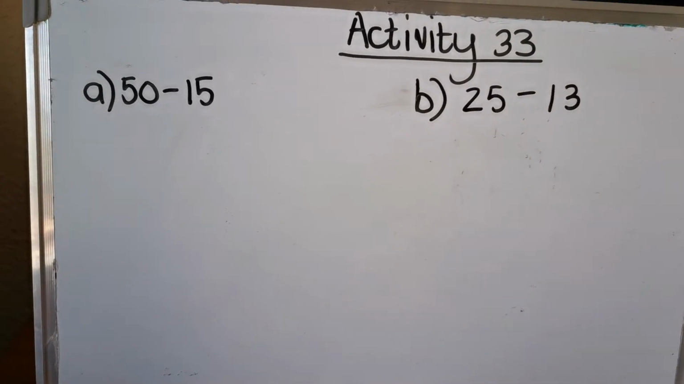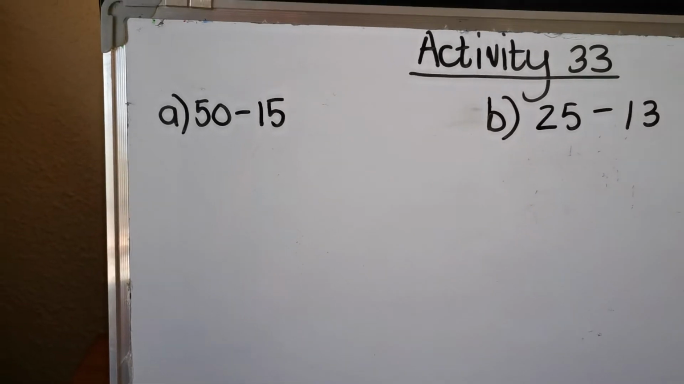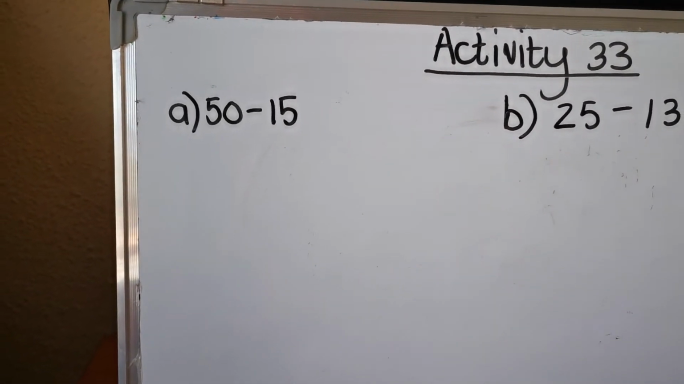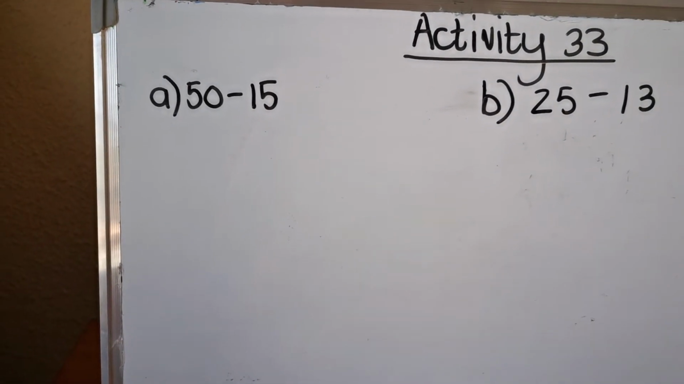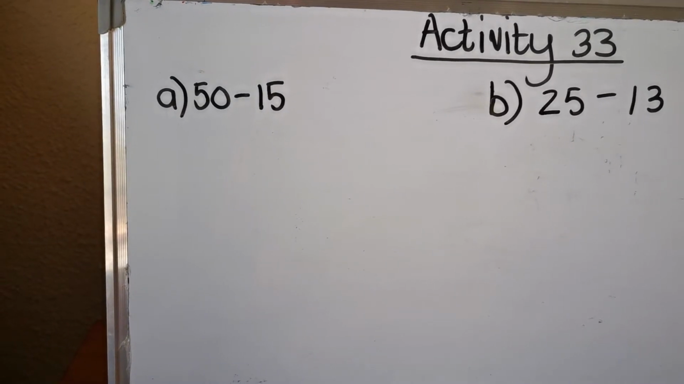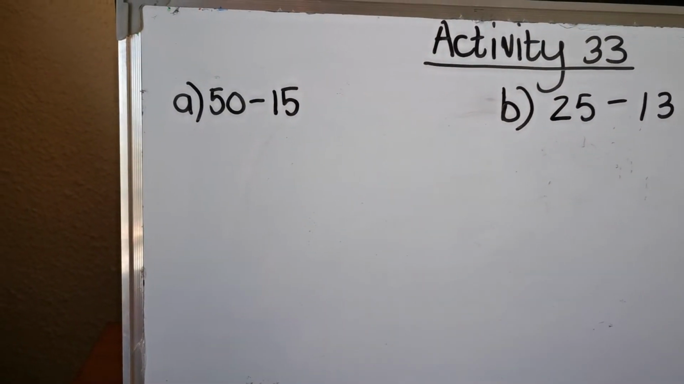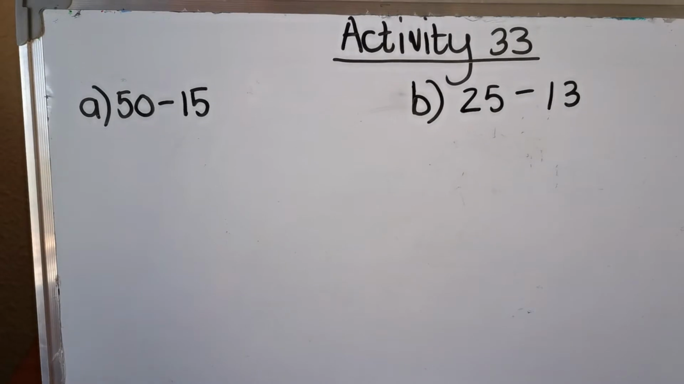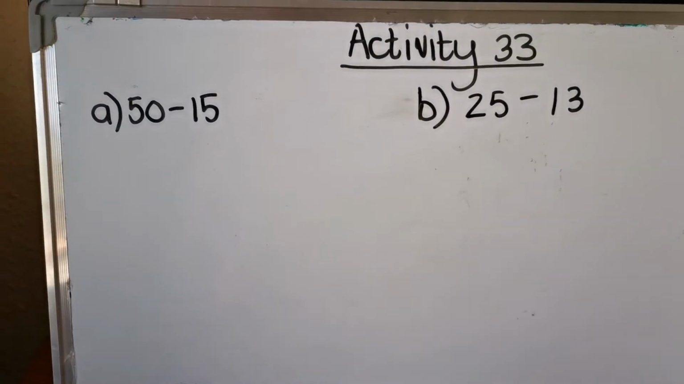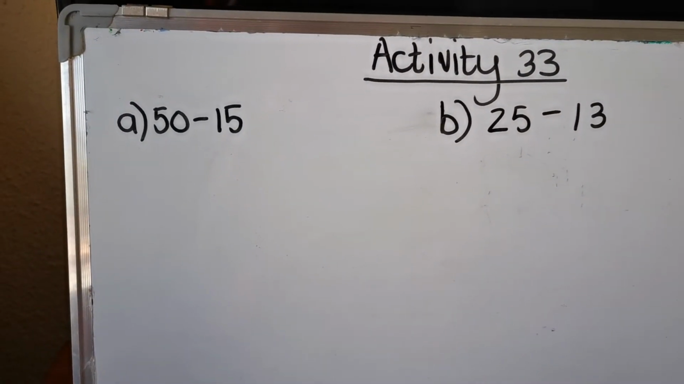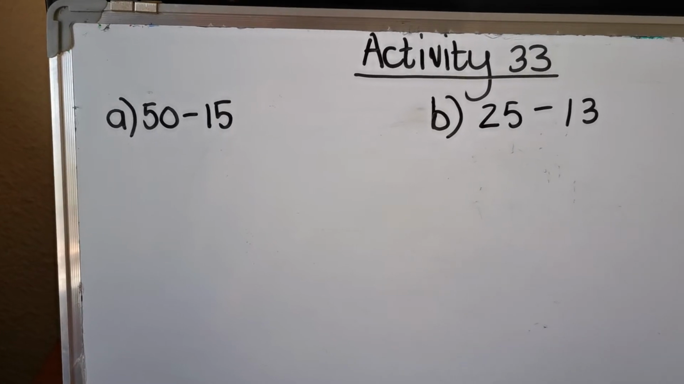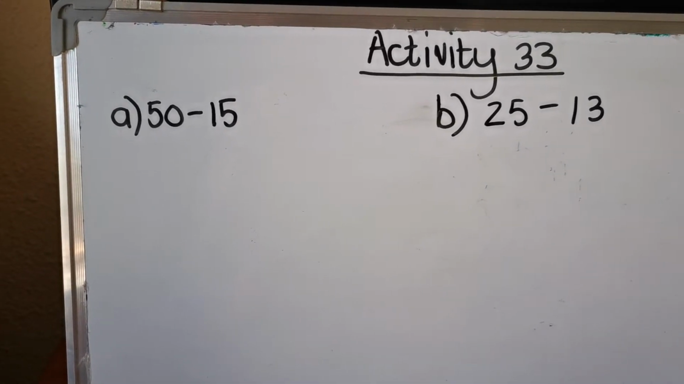Okay, so A's number sentence we said will be 50, take away 15. So teacher wants to show you how we did it like last week. So A, I'm going to show you how to do it by breaking up both numbers. B, I'm going to do it by only breaking up the one number. Then you choose which one you would like to use to work out your answers for A, B, C, and D.